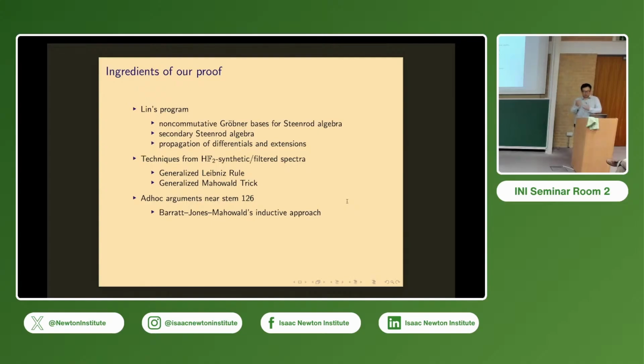So you can try to inductively establish all of them. But now we know it has to break down somewhere, okay? So we can upgrade this inductive approach specifically just to the fate of theta 6. So work with Birkeland in the context of HF2 synthetic or filter spectrum.